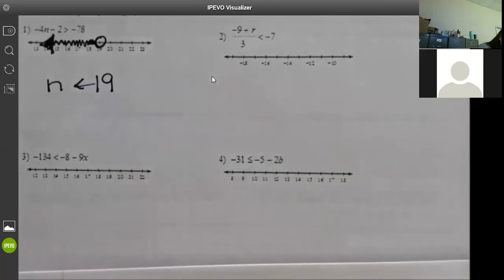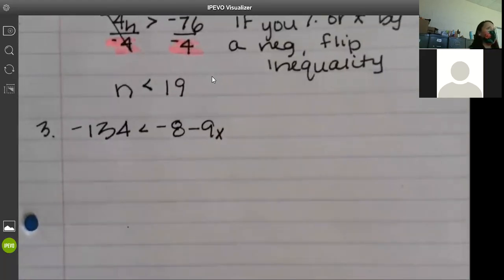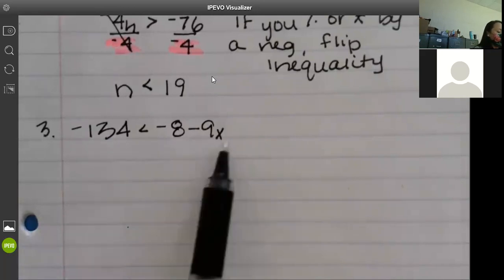I'm going to write it down on my paper. Negative 134 less than negative 8 minus 9x. And then I'm going to put it up here so you can see it. Okay, again, doing number 3. We're trying to solve for x.